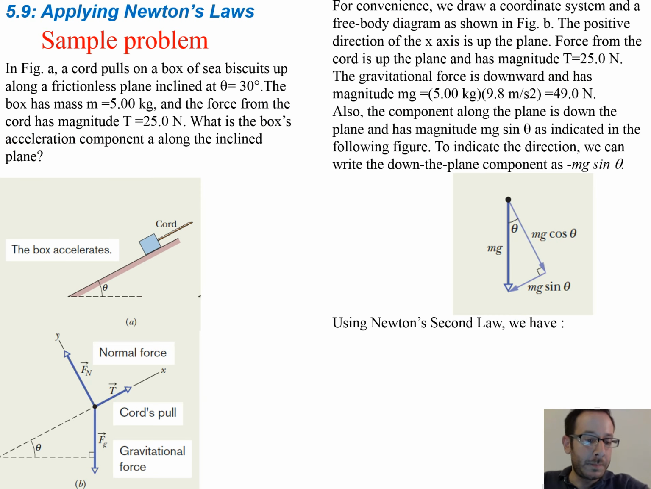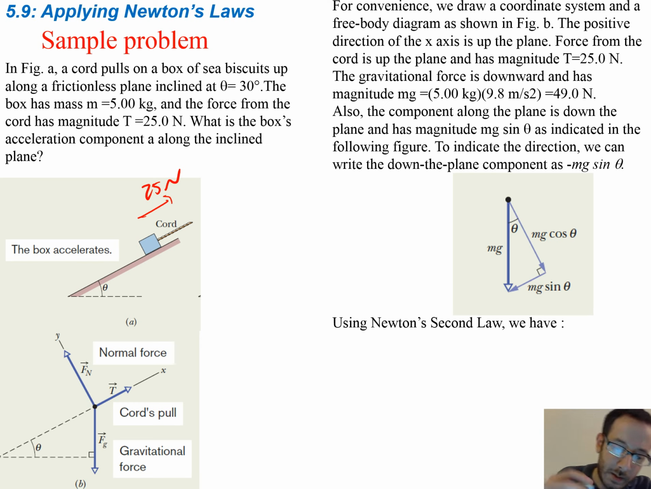Next example. In the figure, a cord pulls a box of sea biscuits up a frictionless plane inclined at 30 degrees. So we have our box here. The cord is pulling up and to the right at a tension of 25 newtons. The mass of the block is 5 kilograms. The force on the block from the cord is 25 newtons. What is the box's acceleration component along the inclined plane?